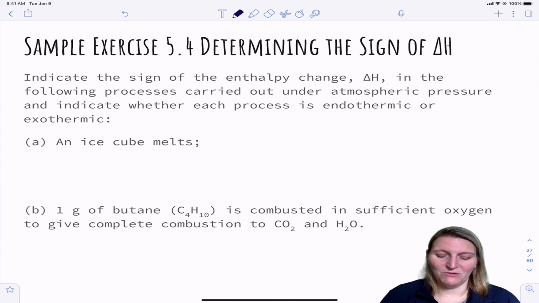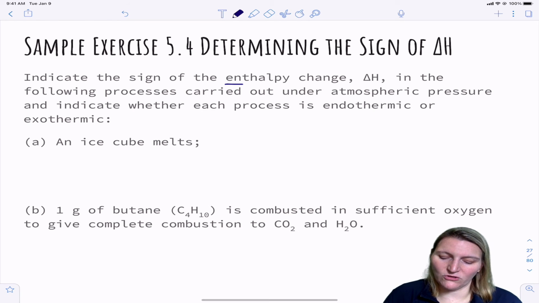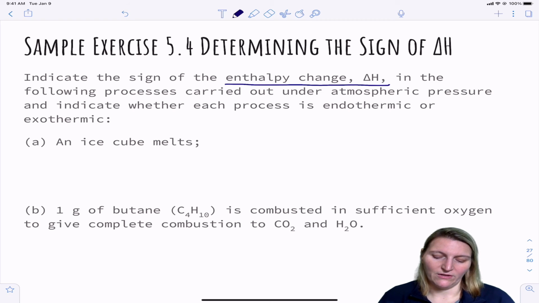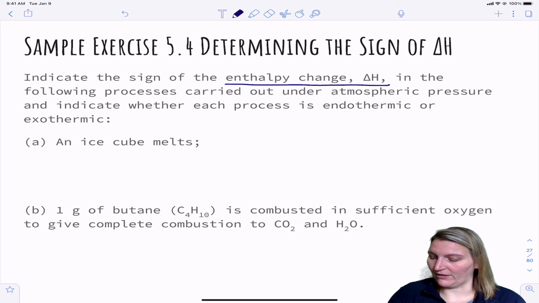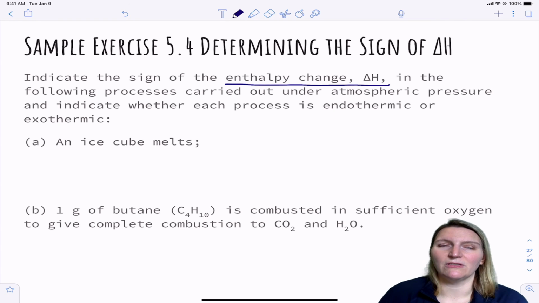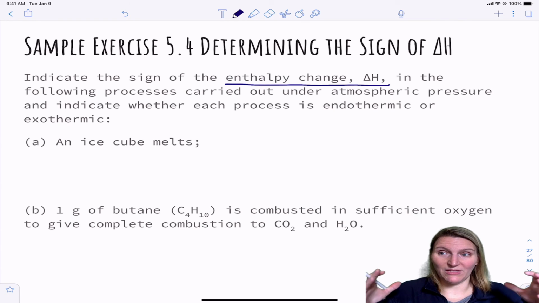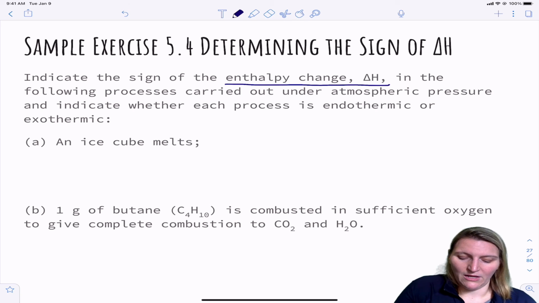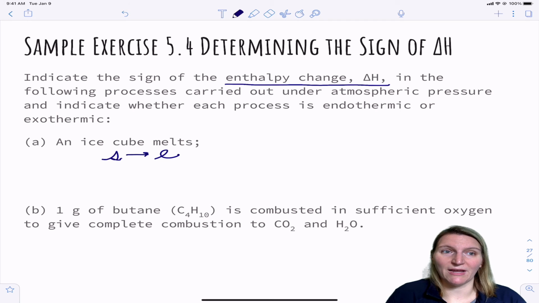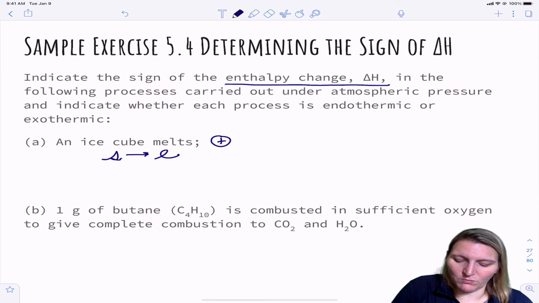So this is a problem you could probably have done last year. Indicate the sign of the enthalpy change, so delta H, positive or negative, when carried out under atmospheric pressure, and whether it's endothermic or exothermic. An ice cube melts. If an ice cube is melting, that must mean that it is absorbing energy, because melting is going from solid to liquid. Those particles must have more energy to overcome the hydrogen bonds that are holding them together. So if it gains energy, then delta H is positive, and that means that it's endothermic.